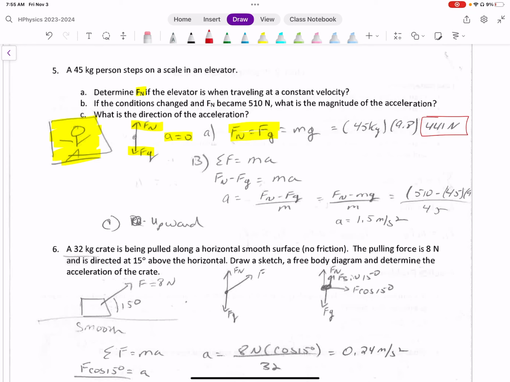They're going to tell me that something happened to the accelerator and now force normal is no longer 441 newtons. It is equal to 510 newtons. So if you can imagine, force of gravity is not going to change because that's related to Earth. So force normal just got larger than force of gravity, so that means I'm going to accelerate. Which way? Upwards, because it's 510 newtons, which is greater than force of gravity.